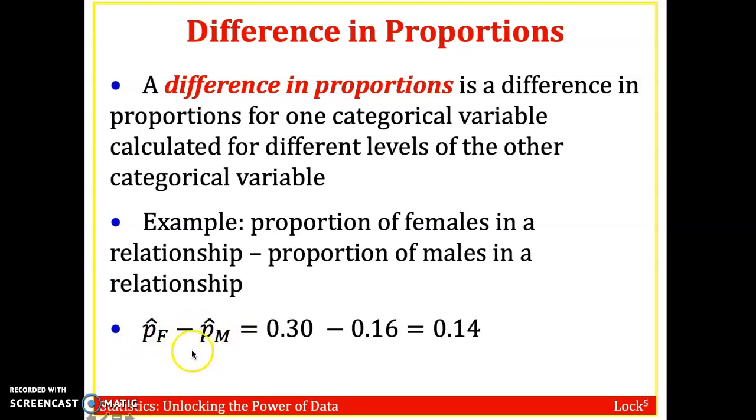And one other thing is you can change these. It doesn't actually matter which way you subtract the two differences. But as a rule of thumb, I would encourage you, and I'm trying to stick mostly with always picking the bigger number first, the bigger proportion first. It's easier to read. As humans, we have to kind of translate those negative numbers. So it'd be better to put the 0.3 minus the 0.16 to say, oh, there's a 14% difference. Females have a higher rate of saying their relationship than males.